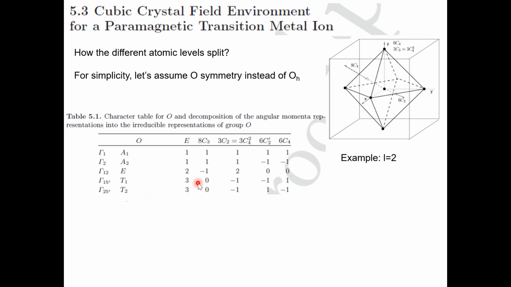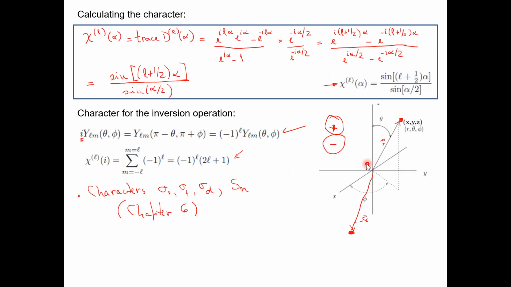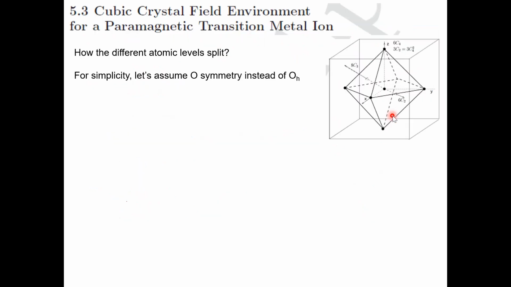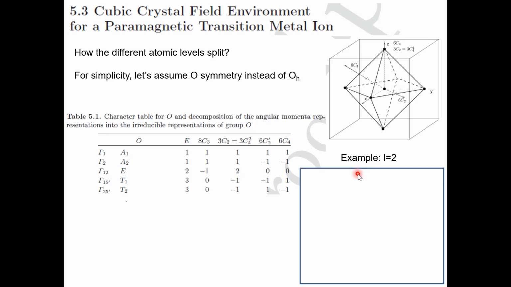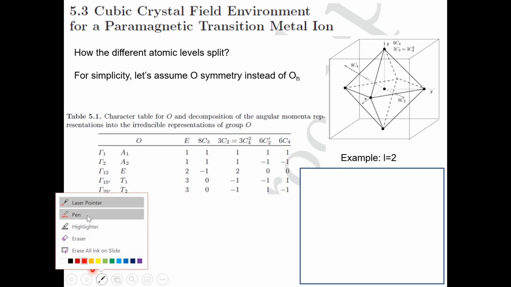So the example we're going to do, as I said, is L equals 2. So we have to use the formulas that we have developed, the character for different types of rotations, for this specific case of L equals 2 to understand this problem. So the first step is simply to calculate the characters for the full rotation group for L equals 2.